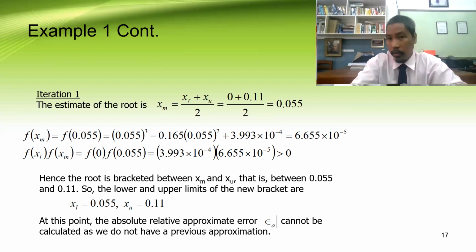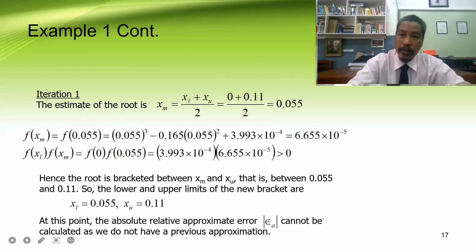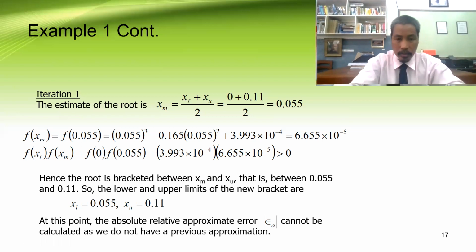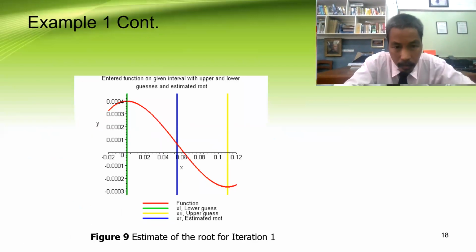So take a look at our algorithm. At this point, the absolute relative approximate error cannot be calculated as we do not have a previous approximation. We only have the first approximation now. So let us iterate to the next. Now we have 0.055, so 0.055 is here, about here.